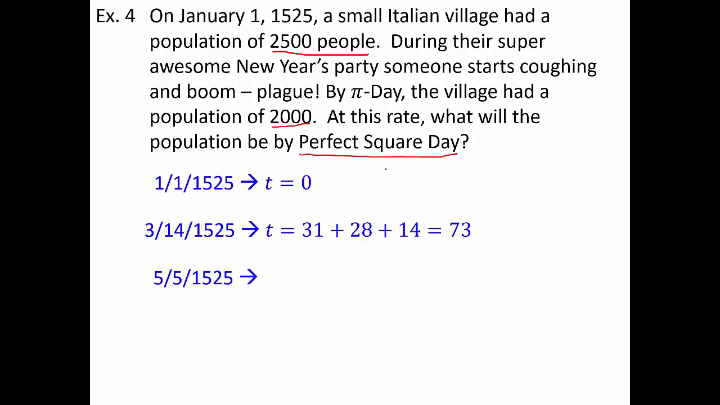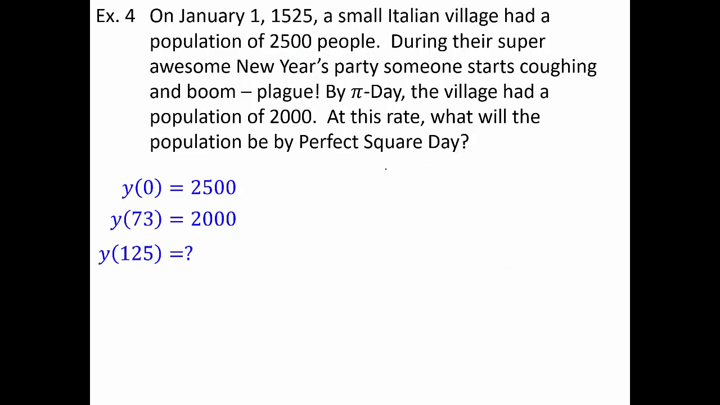Just like we did to figure out Pi Day, May the 5th, that's going to be 31 days in January, 28 days in February, March has 31 days, April has 30 days, and then we want the 5th day of May, so that would be day 125. So now that we have the appropriate data, take a moment and build the model. Pause here, play when you're ready.